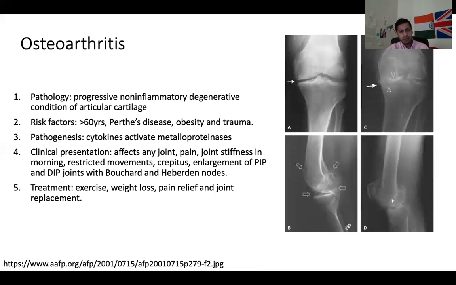Treatment, obviously exercise does wonders for almost every single disease. Weight loss to help with the weight load on our joints. Pain relief, this can be in the form of paracetamol or ibuprofen or NSAIDs alongside the ibuprofen.